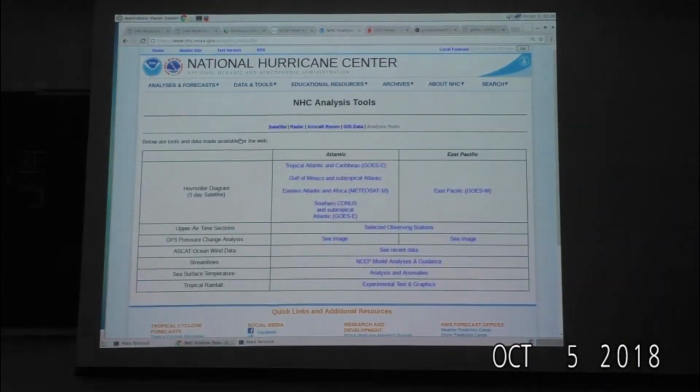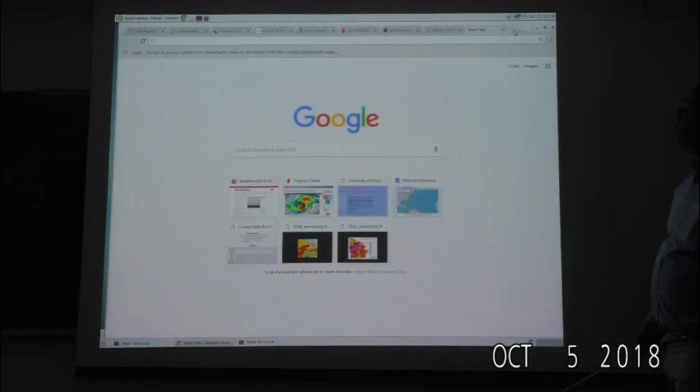We want to look at Hobmuller's, or we could look at... Just go up to Google and look for NHC tropical analysis.